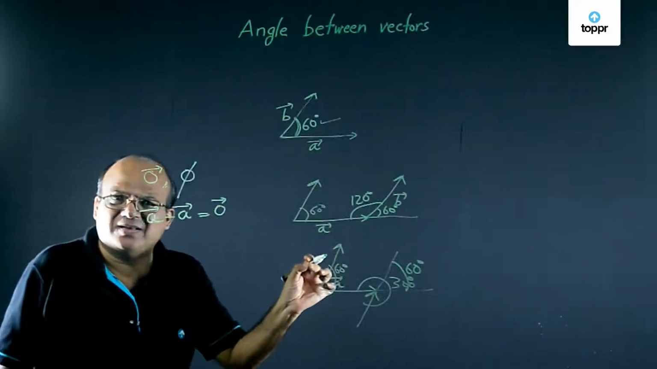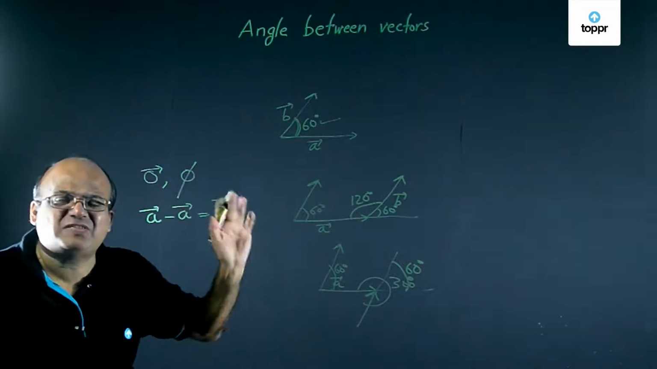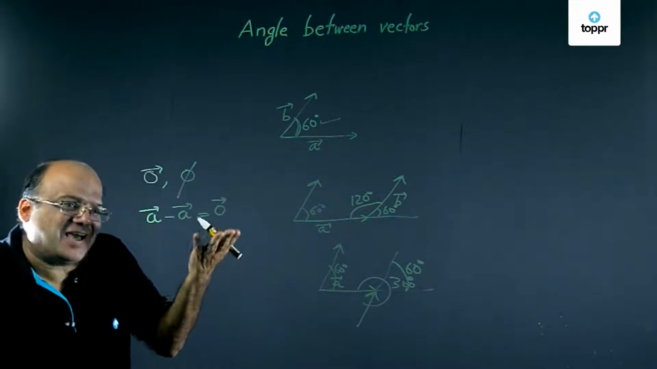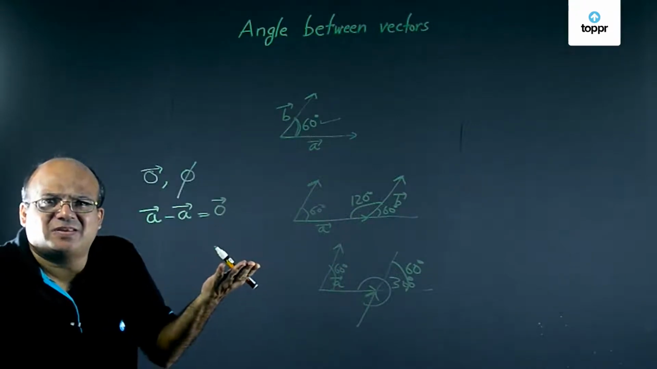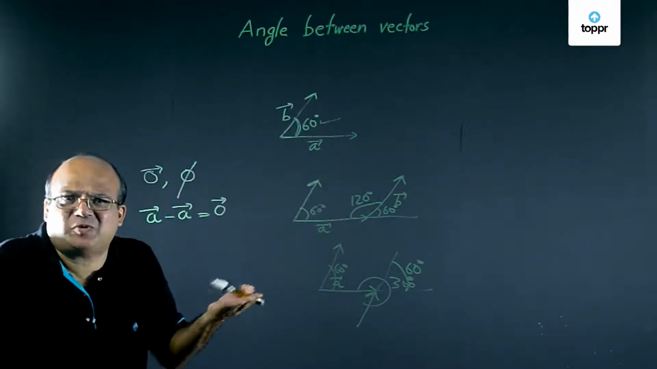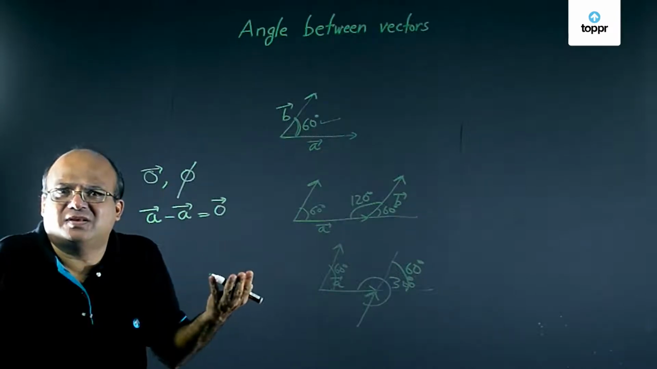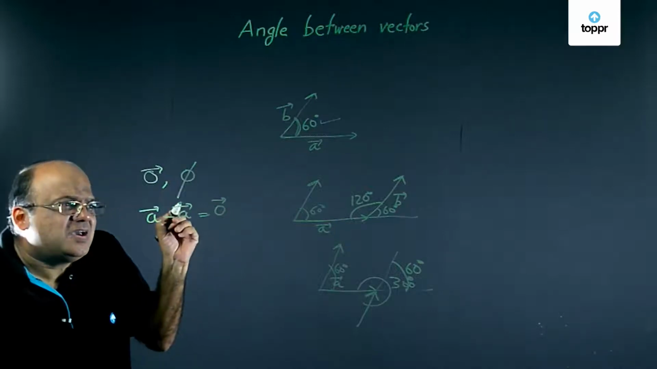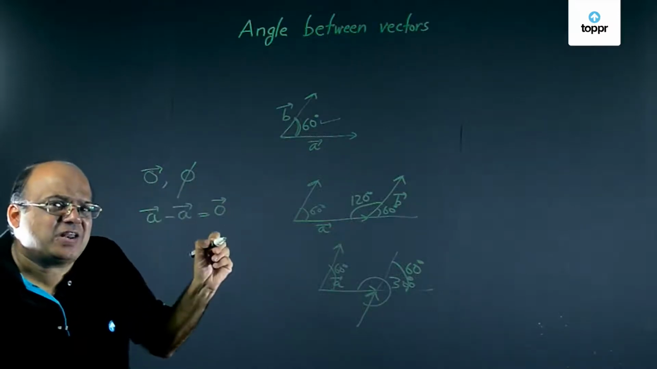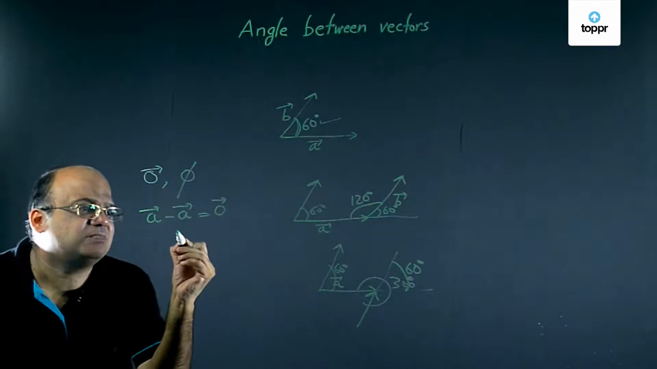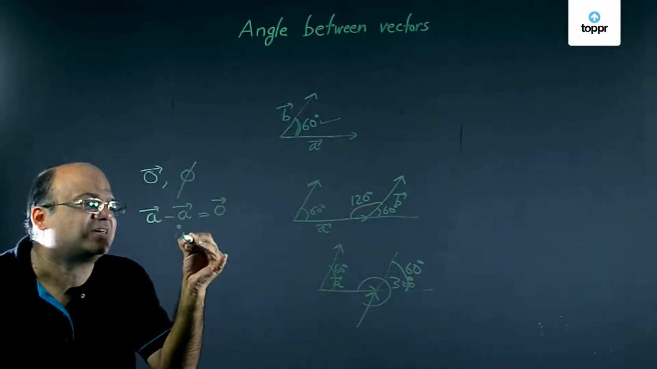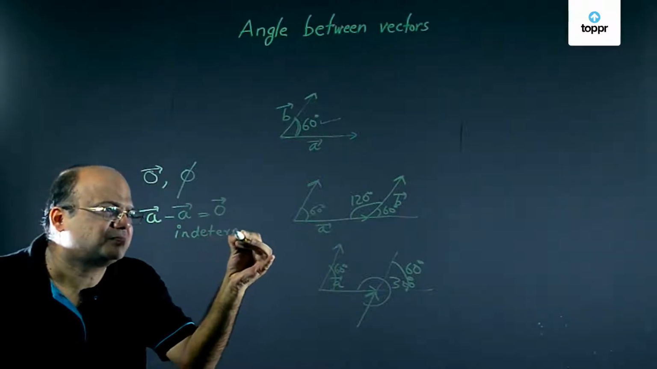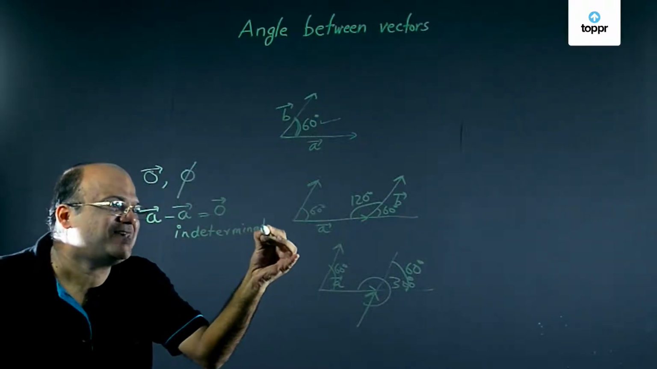Null vector has got a magnitude of 0. That's very obvious. And what is its direction? Direction is arbitrary. We cannot assign any direction. Suppose I say I move 0 meters. Then you cannot ask me in which direction. So direction is indeterminate. We cannot find the direction. So direction of a null vector is indeterminate. Magnitude is 0.